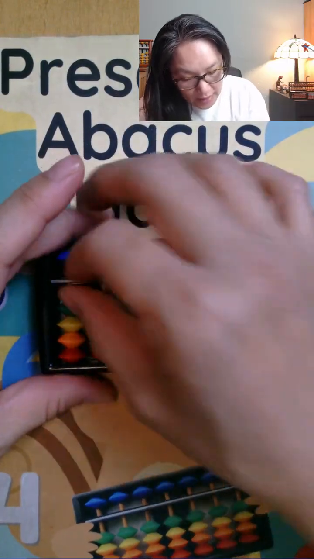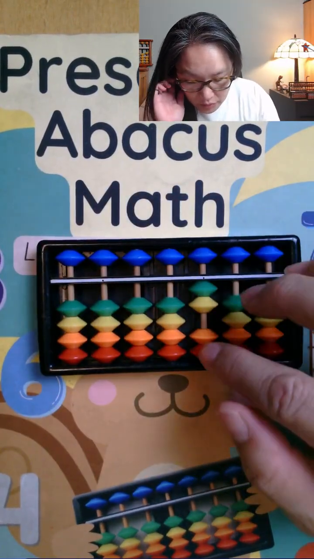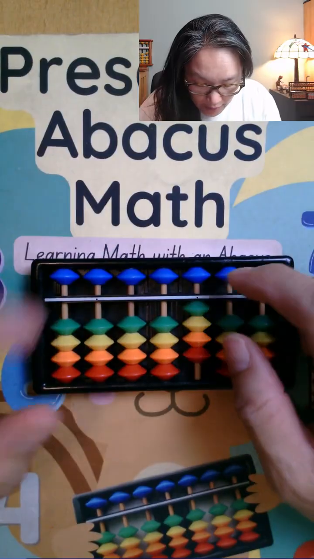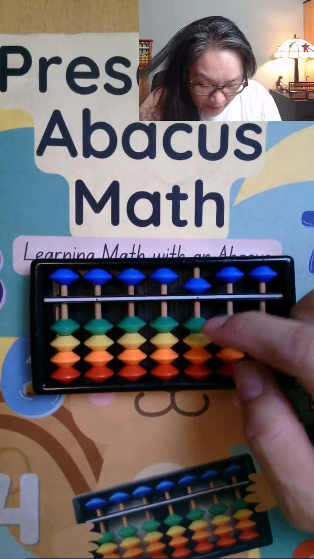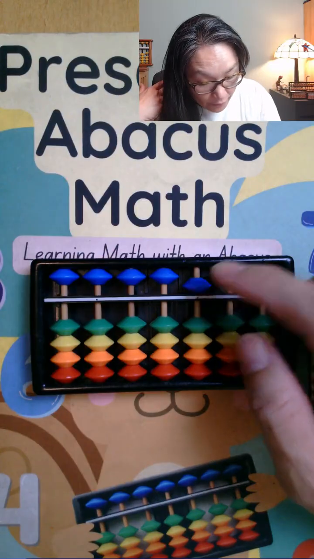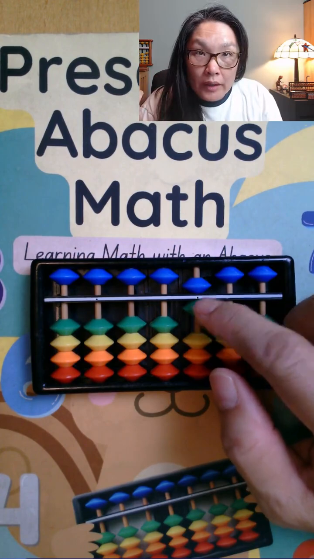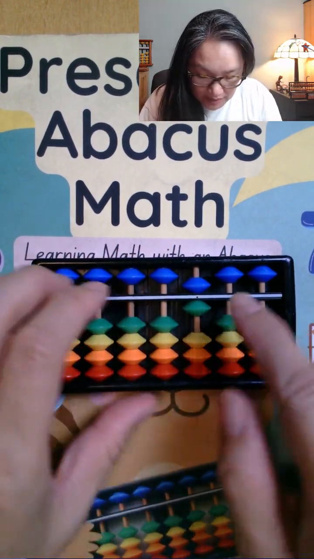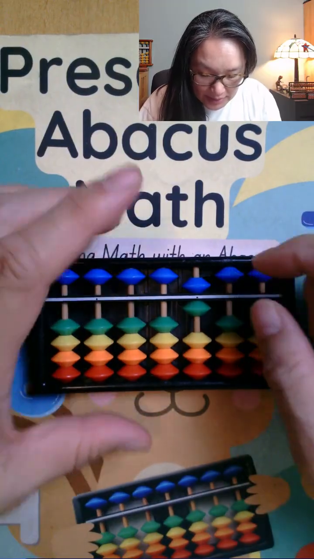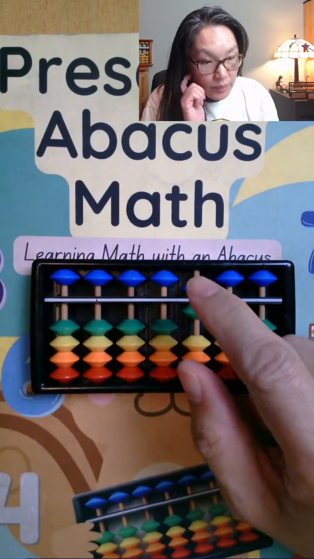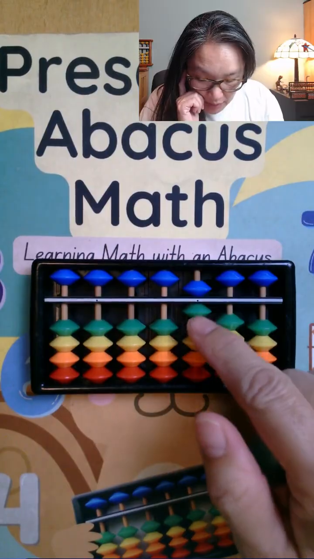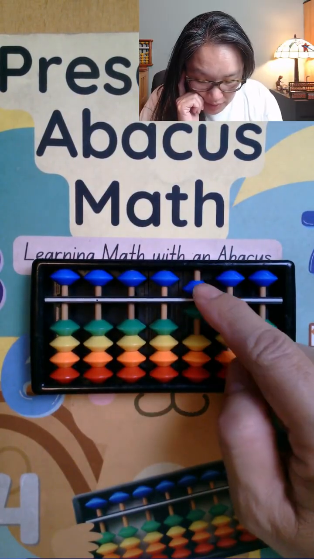When we count, we have 1, 2, 3, 4, and then 5. The top bead has a value of 5, and then we have 6. Anytime the beads are touching the horizontal bar, this line right here, this line tells me that these beads are being counted. Because these beads are being counted, this is 6.